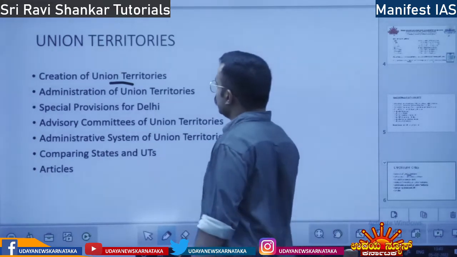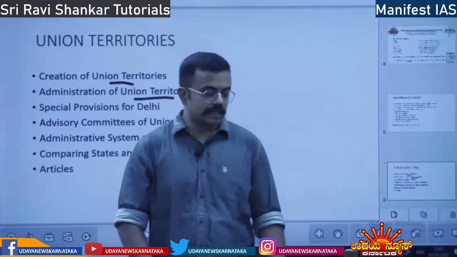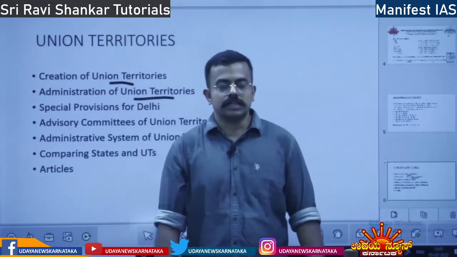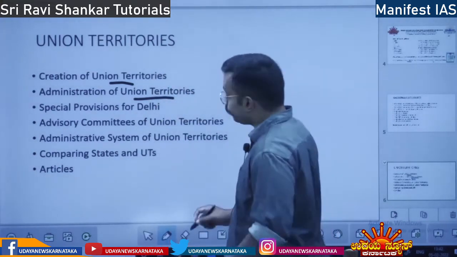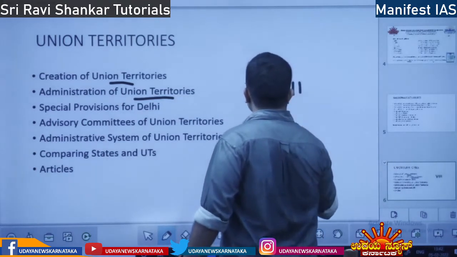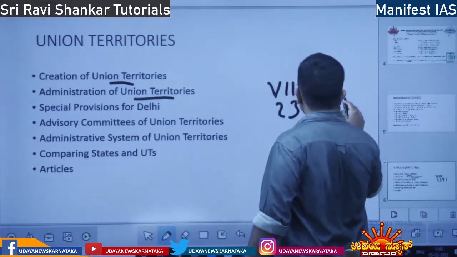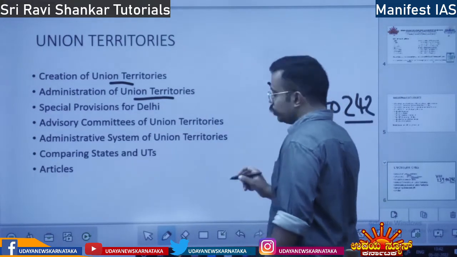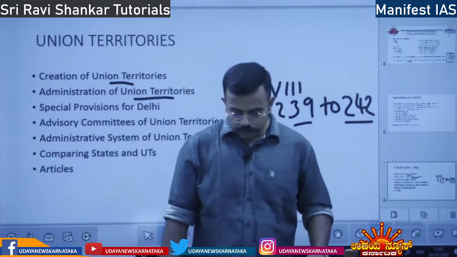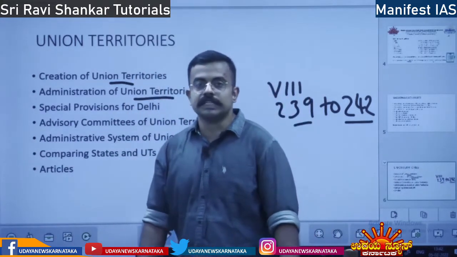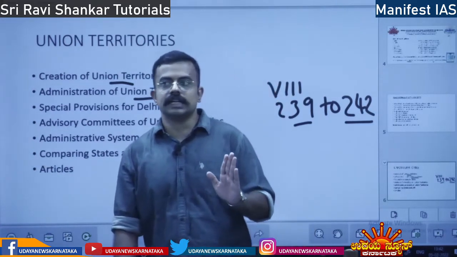Administration of union territories. How is the administration of union territories carried out? The central government appoints an administrator or lieutenant governor. Which are the constitutional provisions? Part 8, Articles 239 to 242 speak about the administration of union territories. Every union territory is administered by whom? It is in the name of the president. In the name of the president, the union territories are administered.